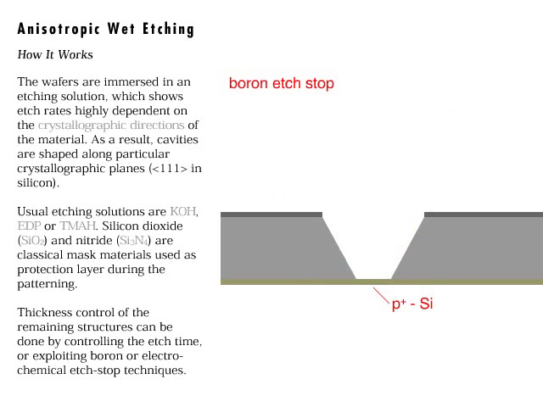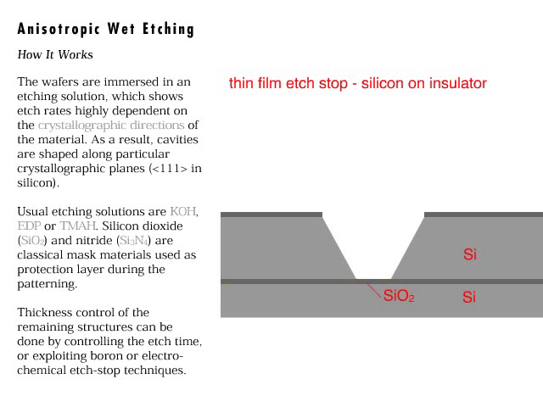Other thin film materials deposited on the backside of the wafer can be used as etch stop layers. This is known as thin film etch stop. Silicon nitride is normally used if the remaining structure will have a mechanical function, because its mechanical properties are superior to those of silicon dioxide. A particular case of thin film etch stop techniques is found in the use of silicon on insulator wafers. The etch process stops at the buried silicon dioxide layer, leaving a well-defined silicon layer as the functional structure.